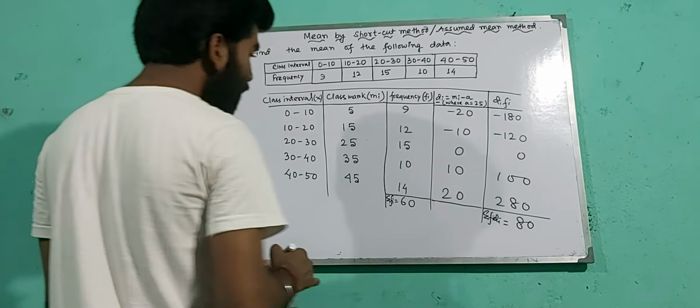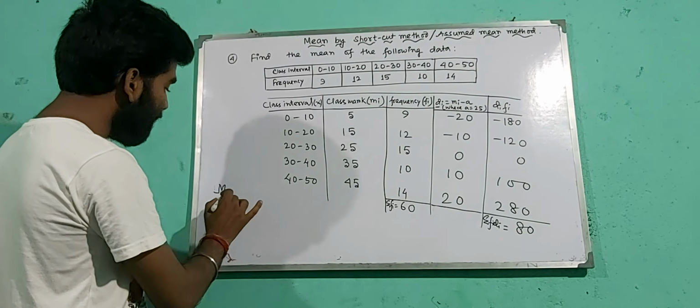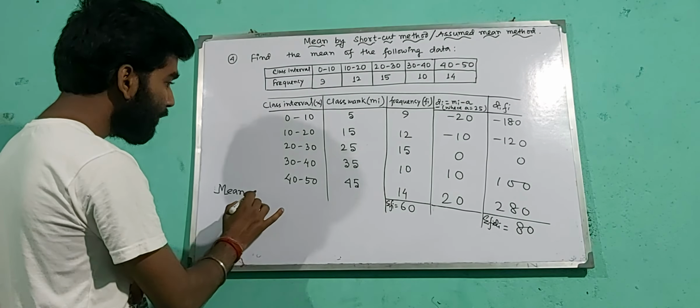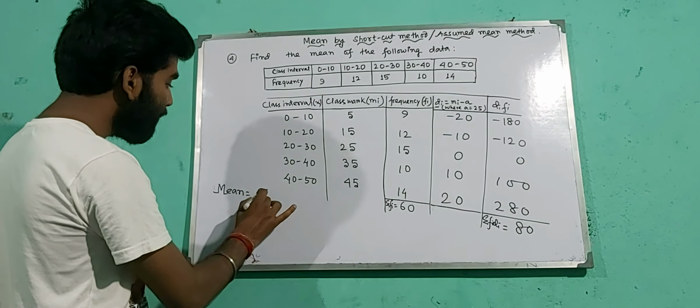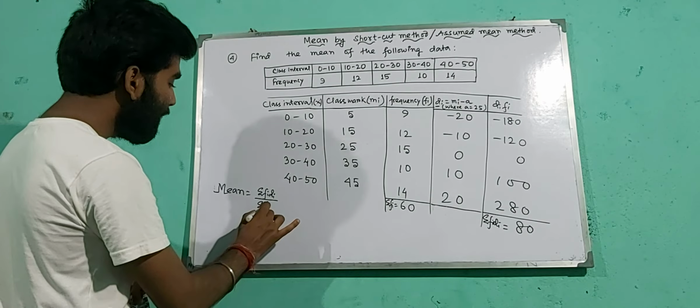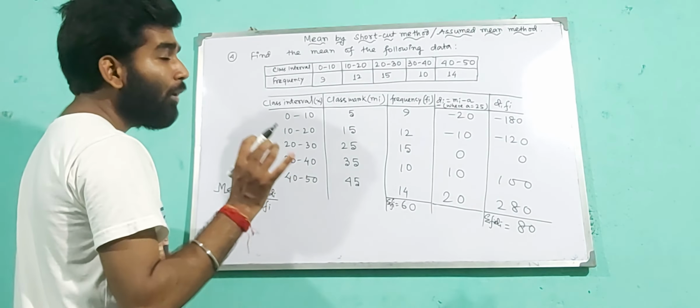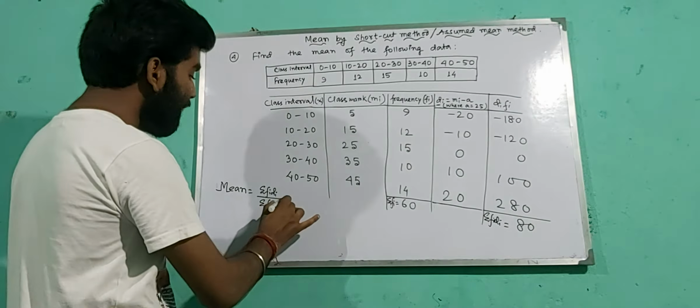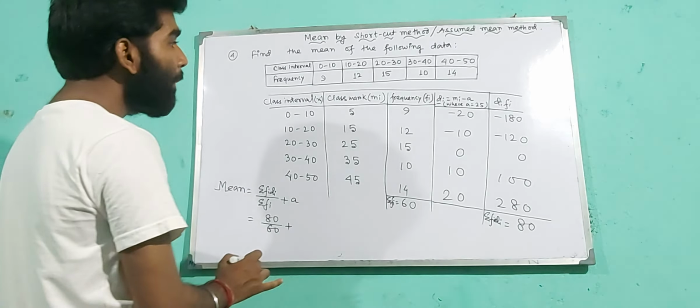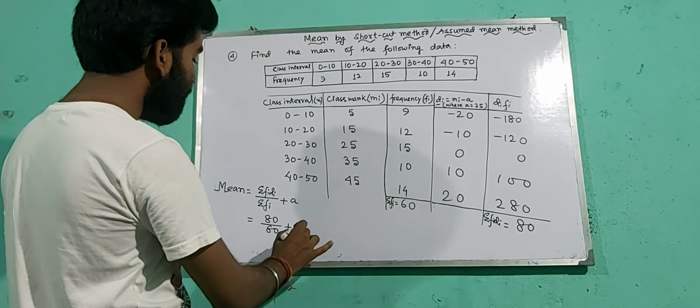How to find out the mean? I can easily find. Here space is there, you can see clearly. See, now to find out the mean, what you will do? Sum of fi di by sum of fi. These things are same, formulas are same, but one thing is different. Just you add here a, the assumed mean we have taken. Fi di will be 80 and fi will be 60, plus assumed mean is what? 25, okay, just you add here 25.